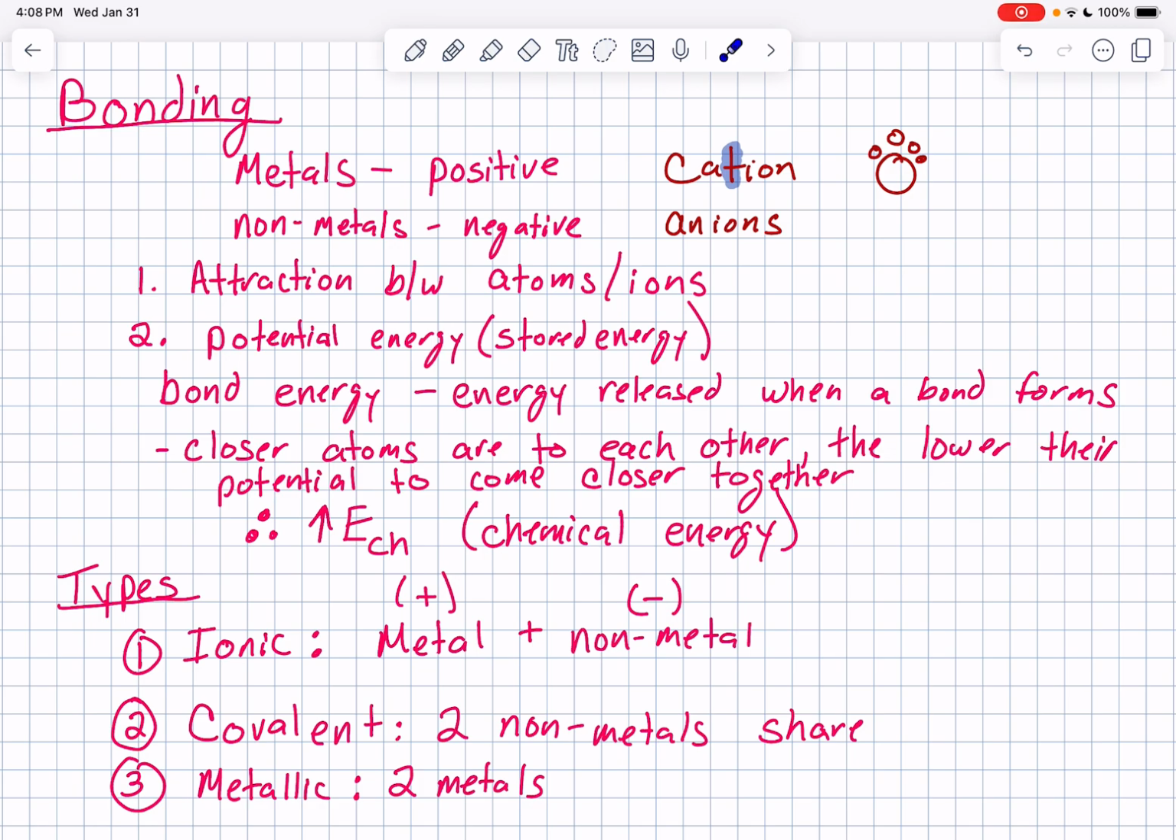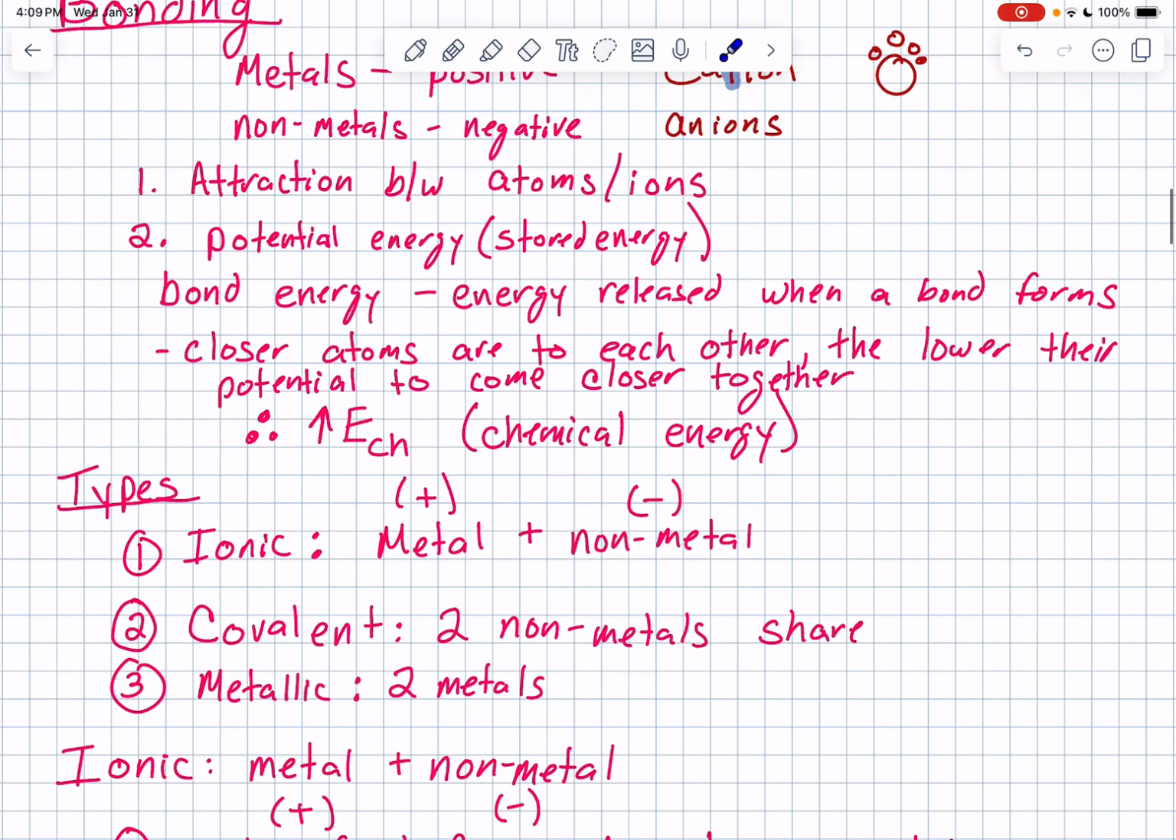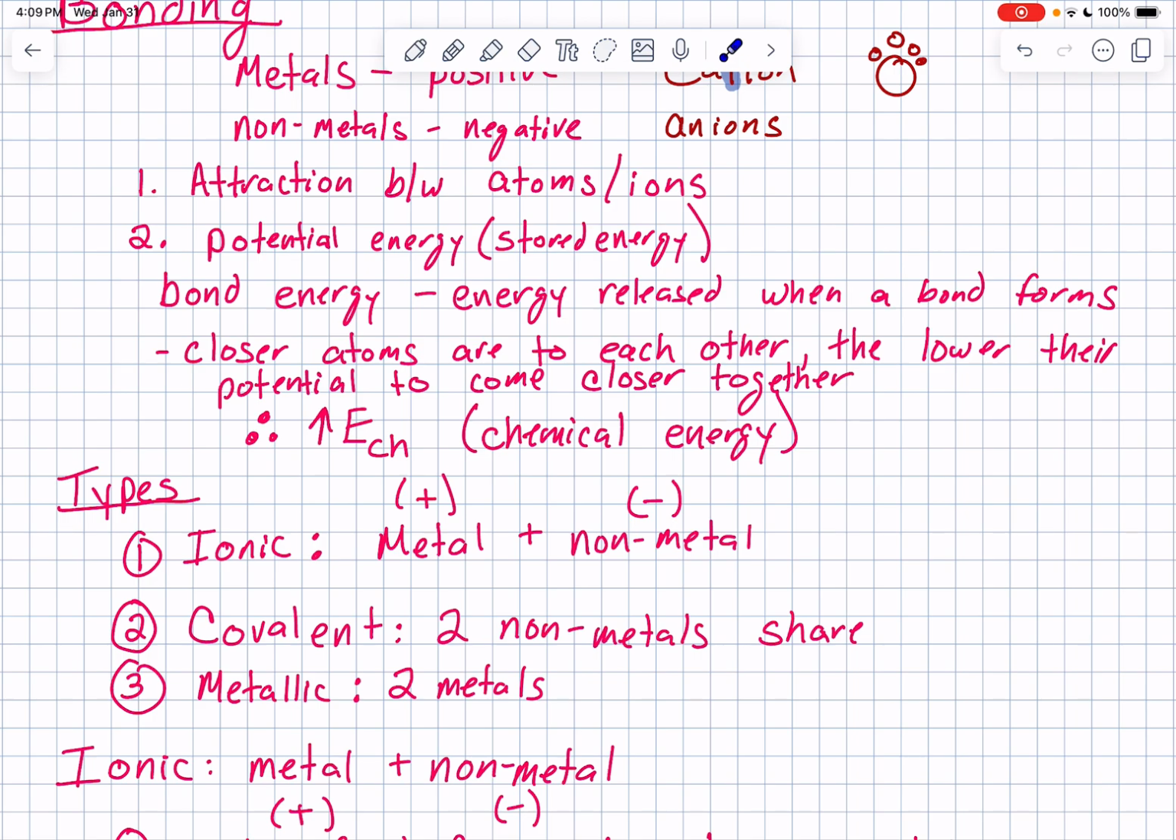And so what is bonding? Well, bonding is attraction. There's attraction between atoms, in this case specifically attraction between ions. Another way to explain bonding is it's the potential energy, the stored energy. The closer atoms are to each other, the lower their potential energy to come even closer. So as our atoms bond, the potential energy decreases. This means that our chemical energy, the opposite of potential energy, increases as they bond. There's that chemical energy that is stored in the bond.